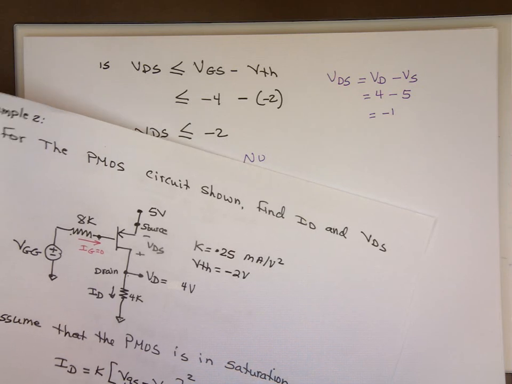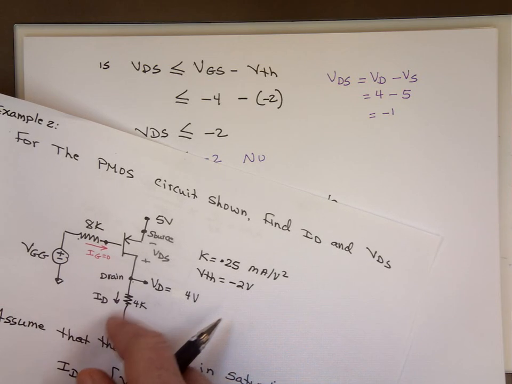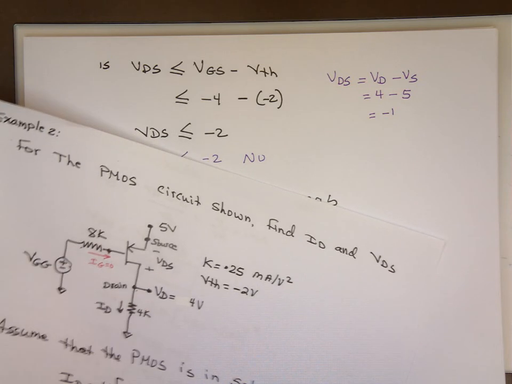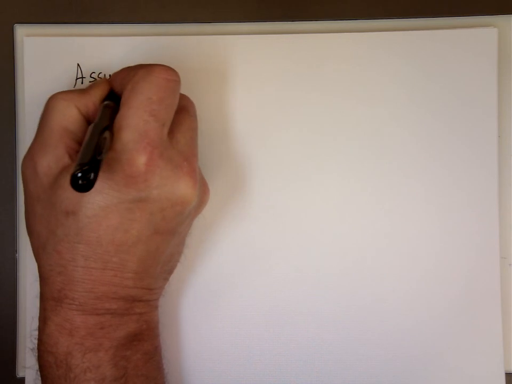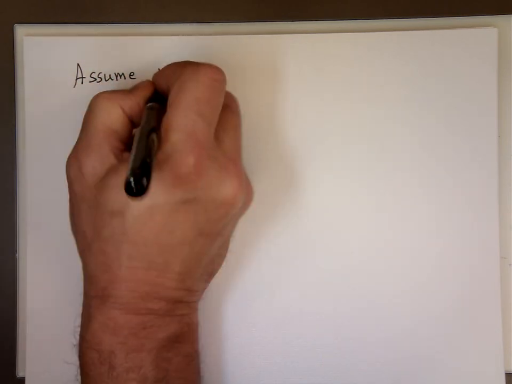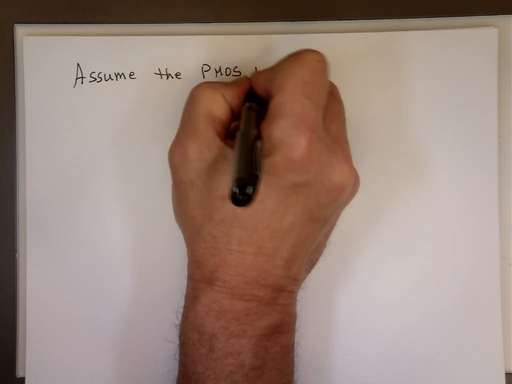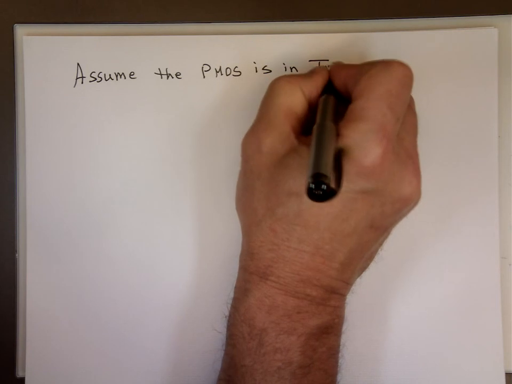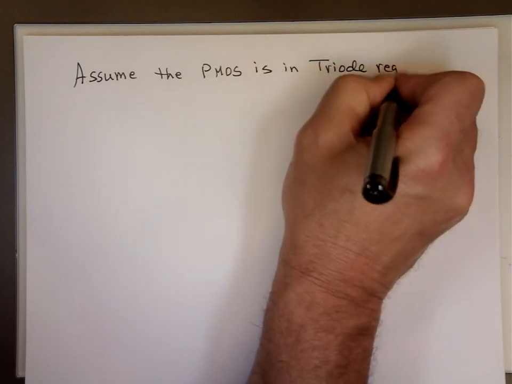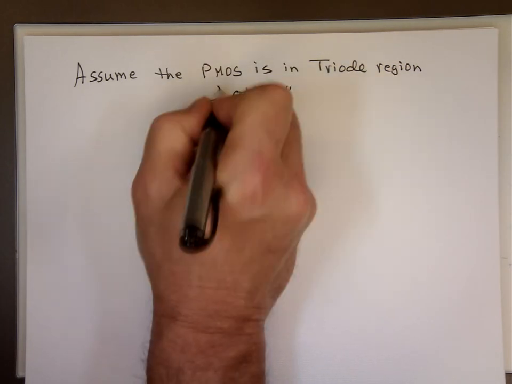Either you're going to be in cutoff, which I doubt. You got a voltage here, because if you're in cutoff, you don't have any current there. Or you could be in ohmic mode. So let's make the assumption, let's assume here that the PMOS is in ohmic, or sometimes called the triode region. That's another way of saying ohmic mode. Linear.